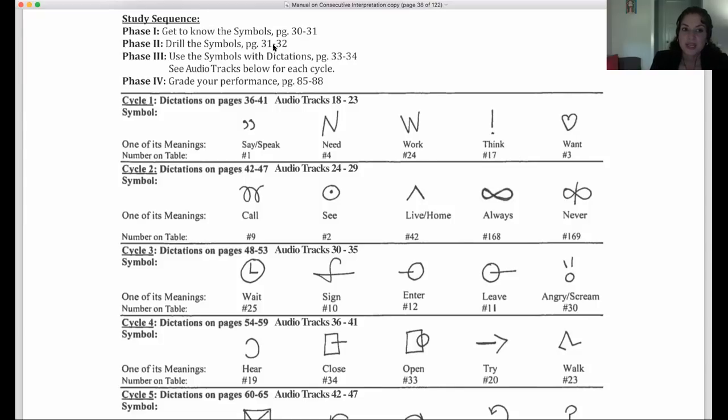Phase number three, you're going to use those symbols with dictations. And if you don't remember how that's done, in pages 33 to 34, I refresh your memory on that. So basically, if you notice here in cycle number one, I'm telling you which pages that is on and which are the tracks. So you would get ready with your pen and your notepad and you would play track 18. And as you're playing track 18, what are you doing?